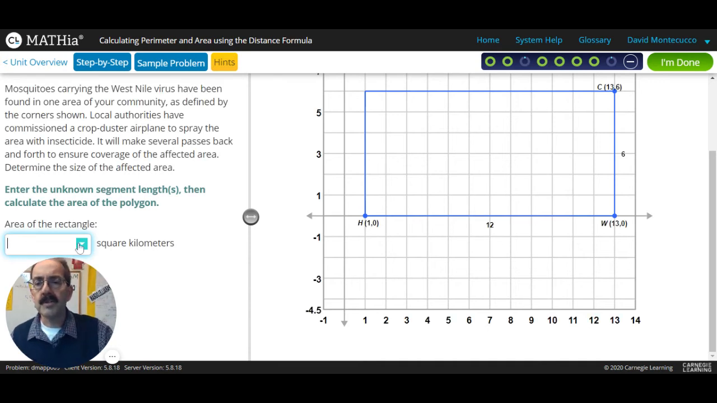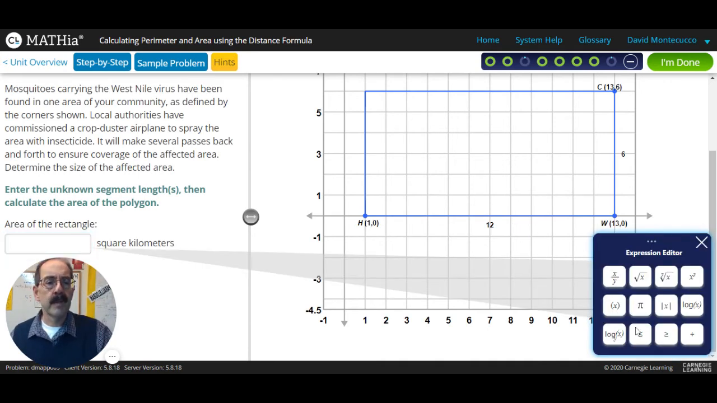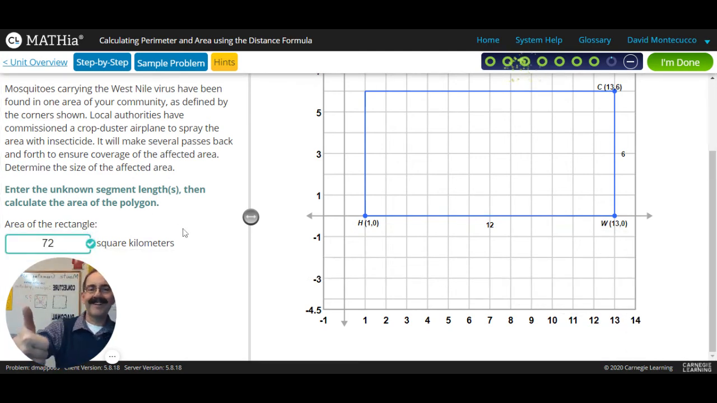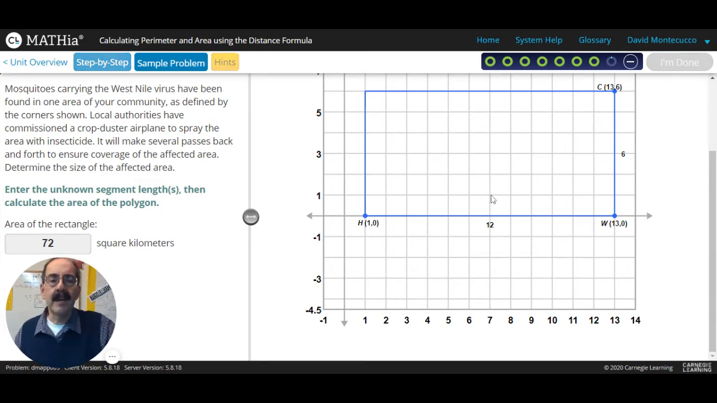Okay, and if you're not sure, you can click on your buttons here. And to do multiplying here, you have to use the parenthesis button. Okay, 6 times 12 is 72. All right, okay. So hopefully that was helpful. We are now formally done with all of our distance and area and those sorts of things. Okay. Looks like it's going to ask me to do one more problem.